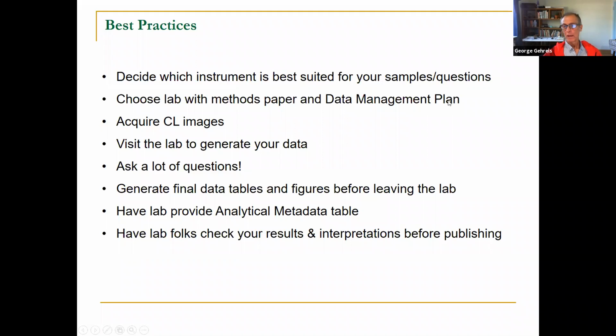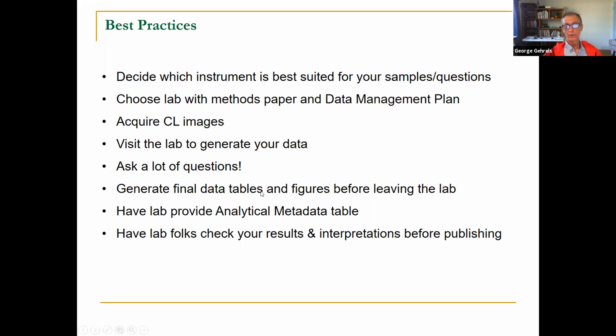They have to have a data management plan. NSF requires this. This is part of every proposal that you put into NSF. Make sure you acquire CL images and you use those to pick your spots. Definitely visit the lab to generate your data. You're going to learn so much by being there, operating the instruments, seeing how the data are acquired, actually collecting the data that you're going to report, and of course, ask a lot of questions while you're there.